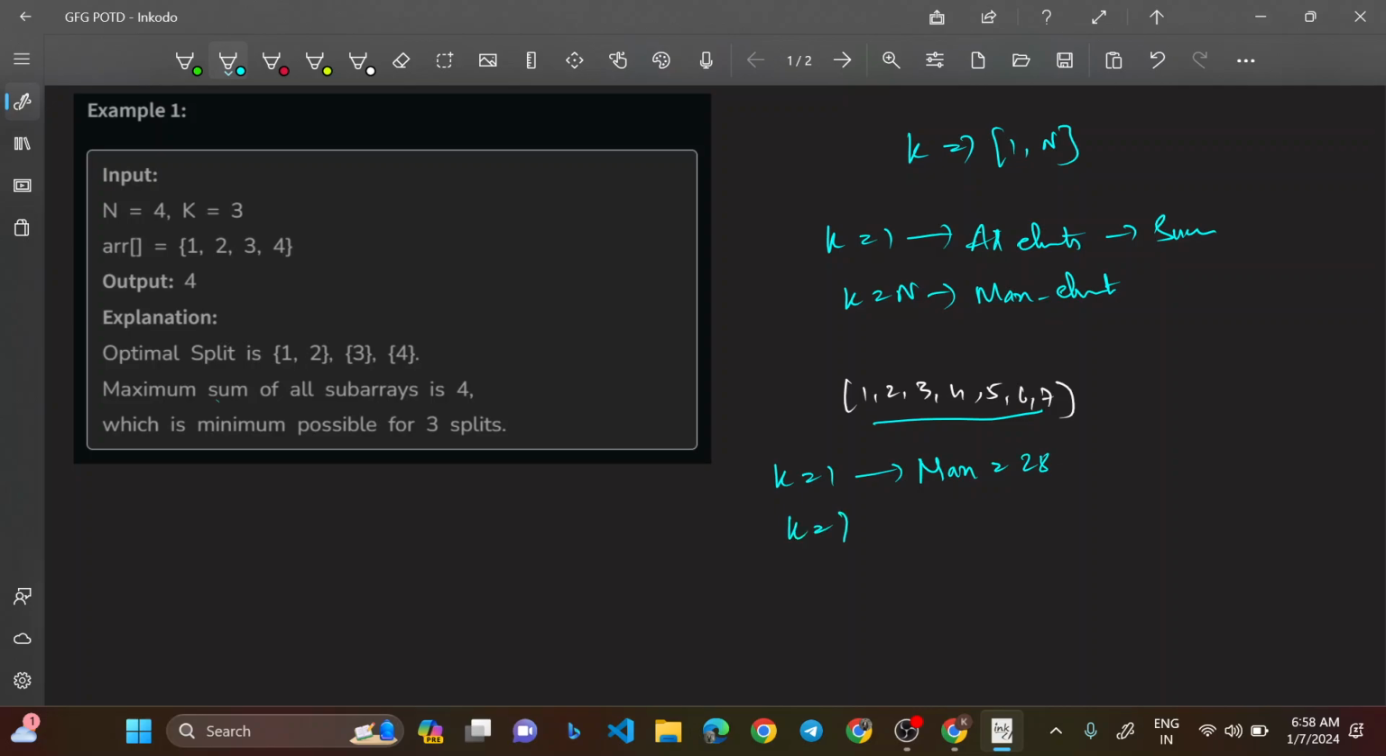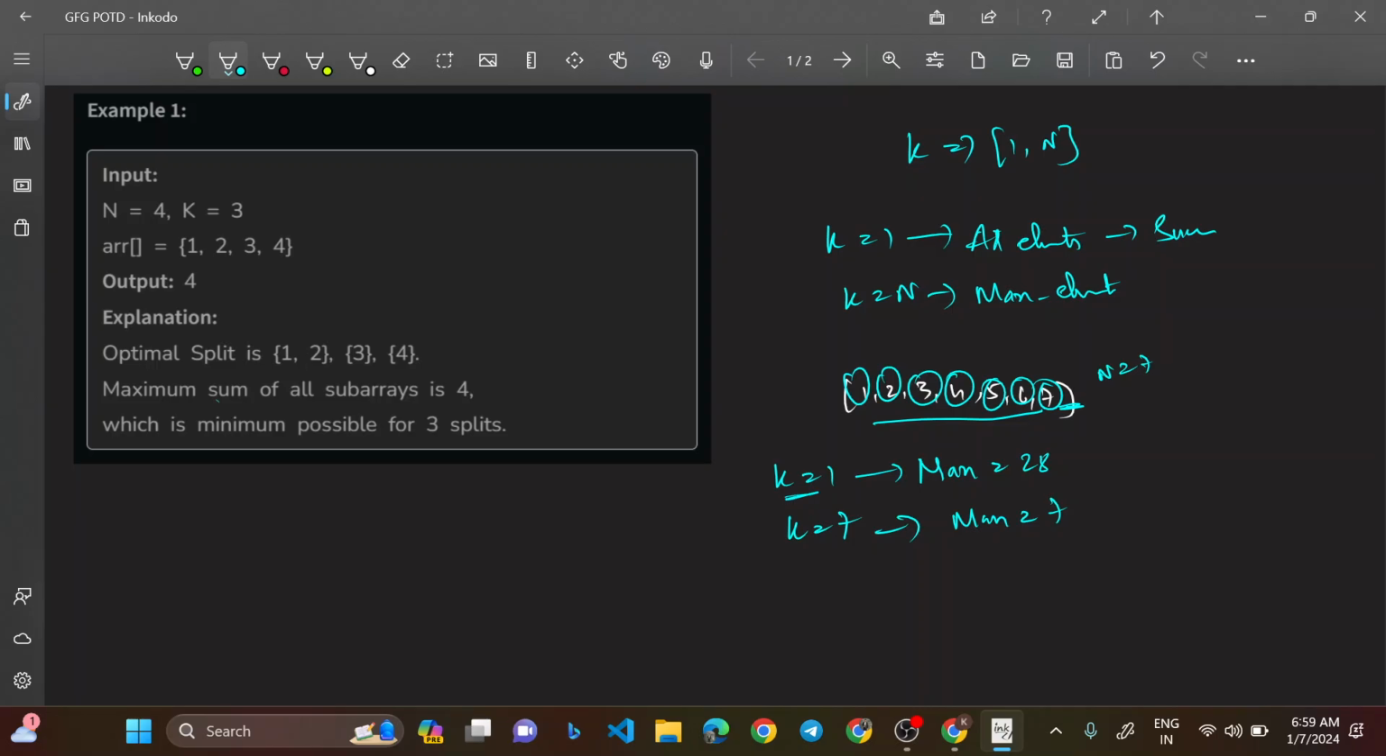And if k equals 7, because n equals 7 in this case, what would be the maximum sum? One particular element will make one subarray. So in that case, what is the maximum among all these possibilities? 7, because this is the maximum element. So this is the relation that you can find. If k equals 1, take all the elements. If k equals n, take the maximum element.